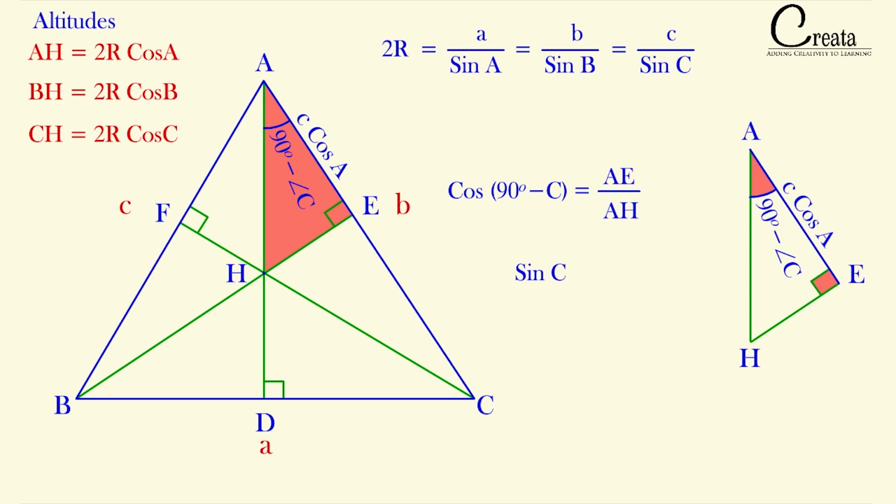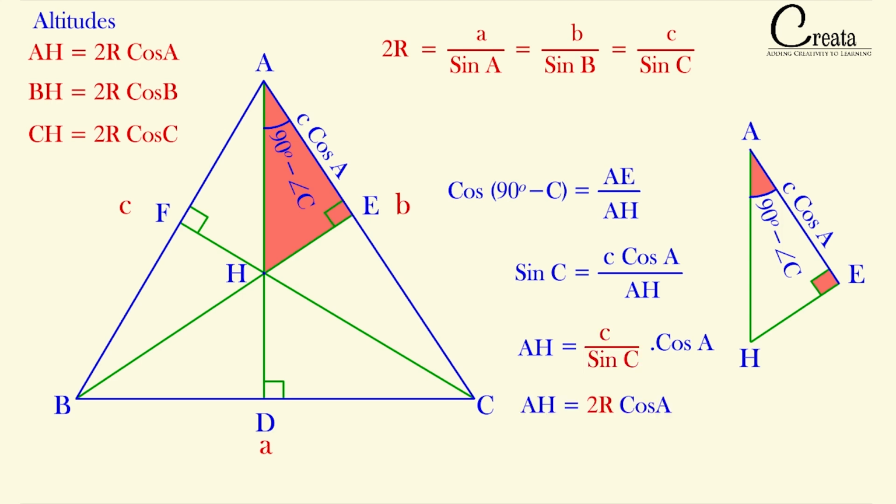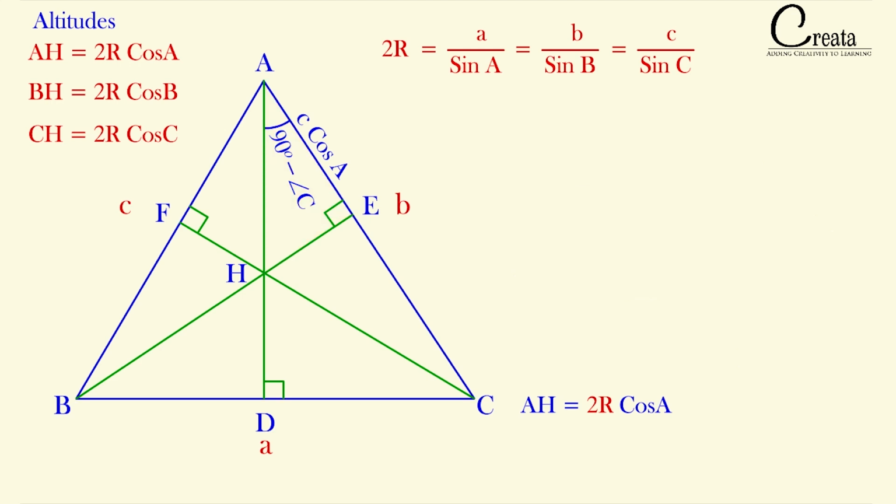And just now we have proved AE is equal to C times cos A. Let's replace AE with C times cos A. On solving, we got AH is equal to C upon sin C into cos A. And here comes the role of our sine rule, that is A upon sin A is equal to B upon sin B is equal to C upon sin C is equal to 2R. Can we replace C upon sin C with 2R? Here the R, that is the circumradius, is introduced into the formula. So we got AH is equal to 2R into cos A. That is the proof of the formula.